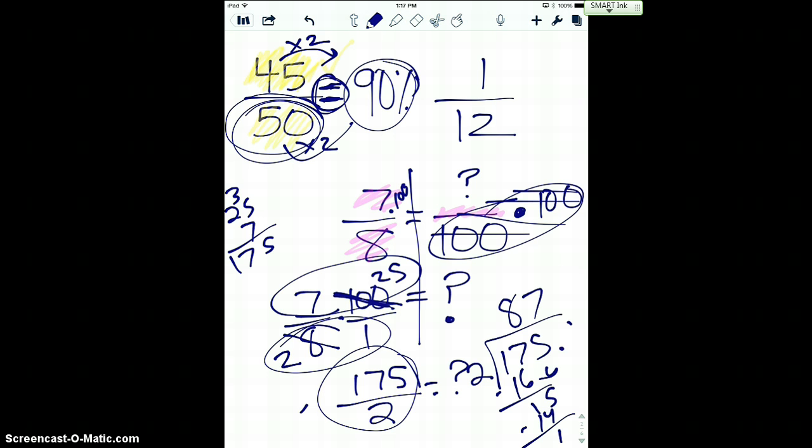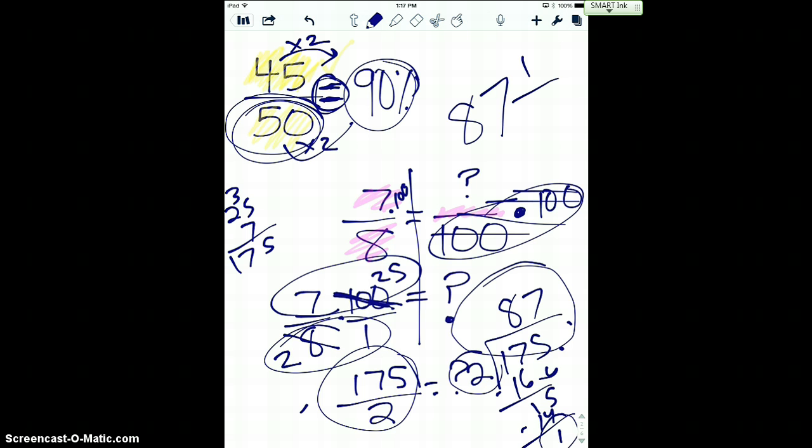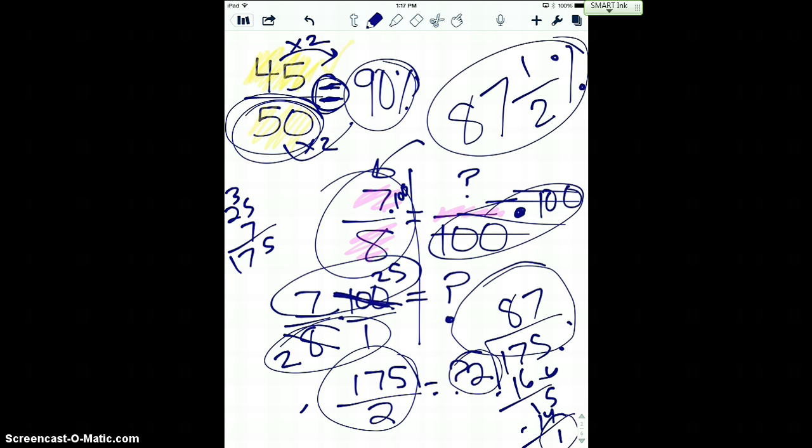I would attach my decimal at this point, but I'm going to make it a mixed number. So my percent, what I was solving for, would be 87, and what did I have left over? 1 out of what I was dividing by, 2%. So 7 out of 8 would be equivalent to 87.5%.